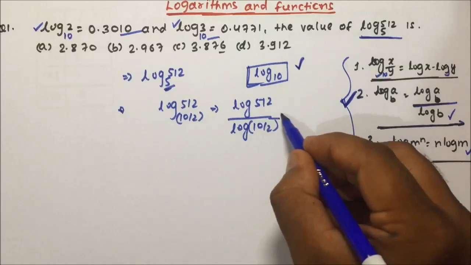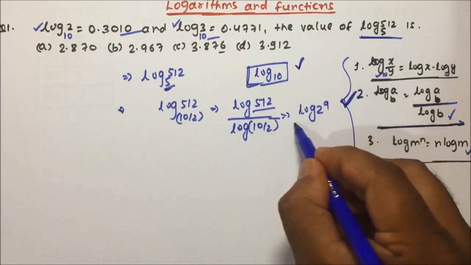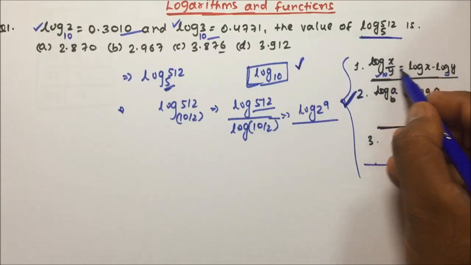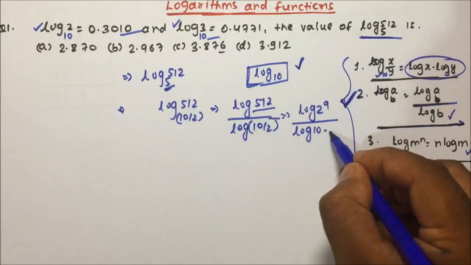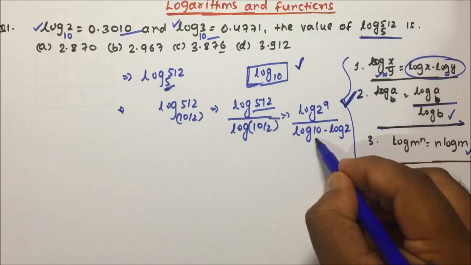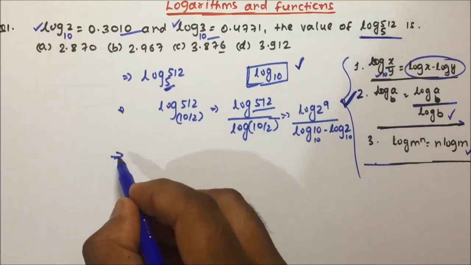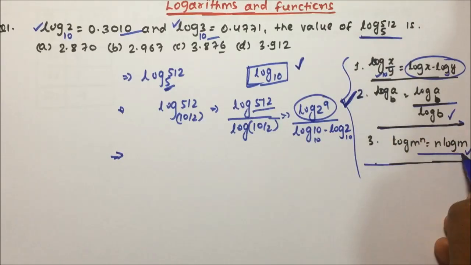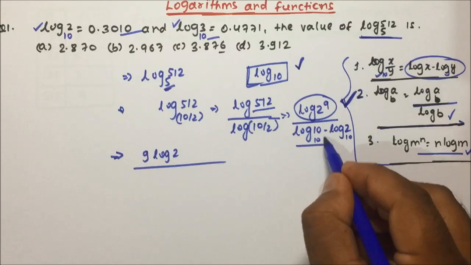Now see, 512 is nothing but 2 to the power 9. And let's see what we can do for the denominator. Log x by y is nothing but log x minus log y. So I can write log 10 minus log 2, and again the base will be nothing but 10. Now let's come back to the numerator, log 2 to the power 9. Log m to the power n is nothing but n log m. So this will become 9 log 2 divided by log 10 minus log 2.